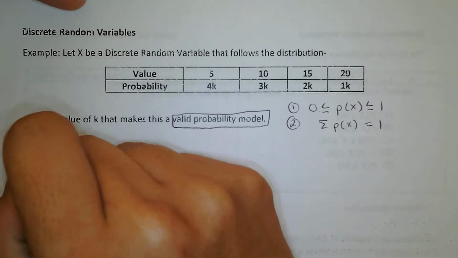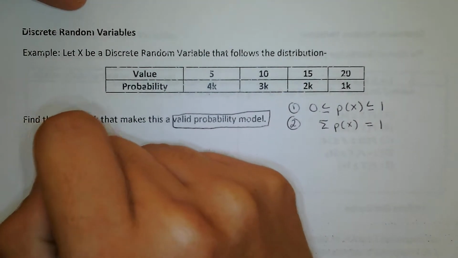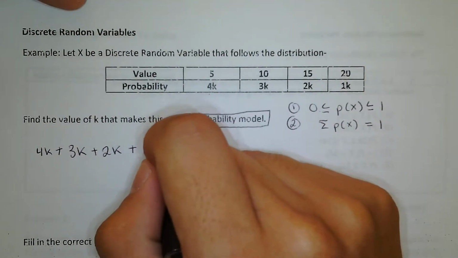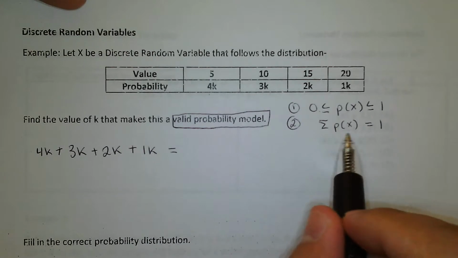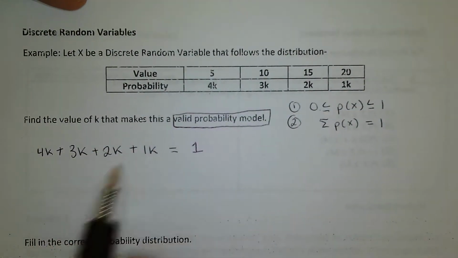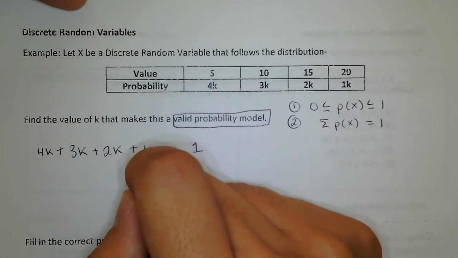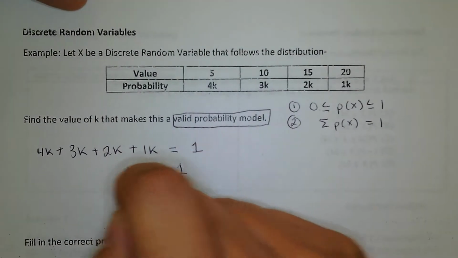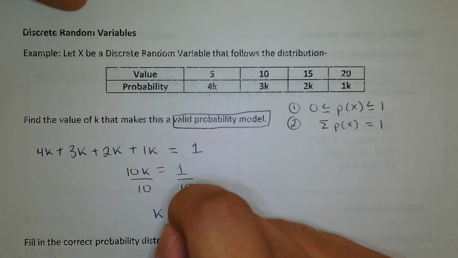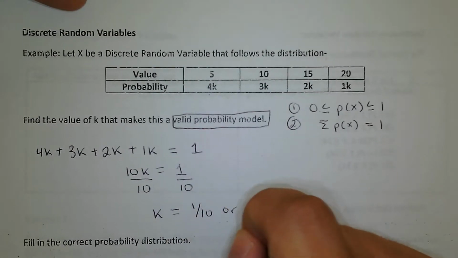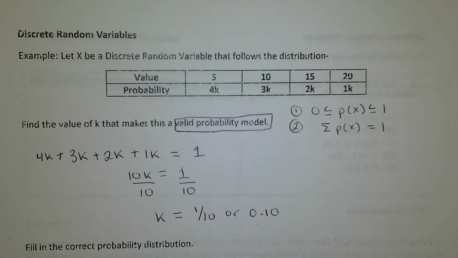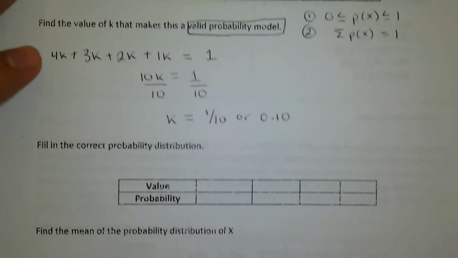So we're going to take 4k plus 3k plus 2k plus 1k. In order to be a valid probability model, the sum of the probabilities must equal 1. So 4 plus 3 plus 2 plus 1 gives us 10k equals 1, which means the value of k that will make this a valid model would be either 1/10 or 0.10, which means I now have enough information to find the actual distribution here.